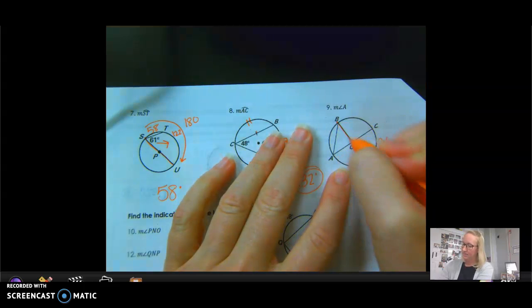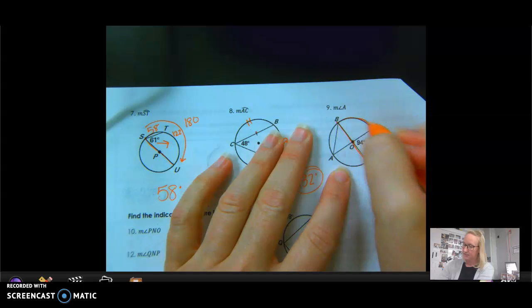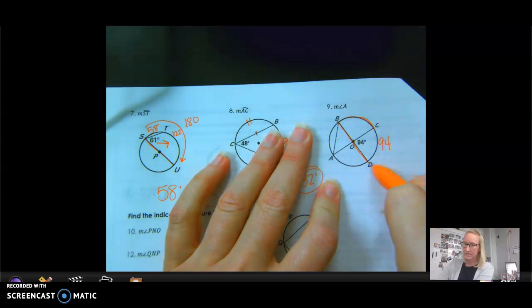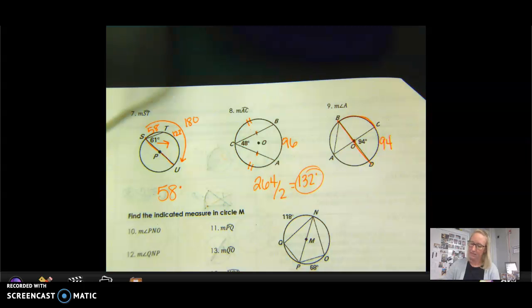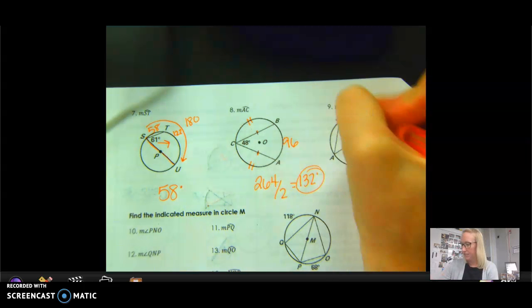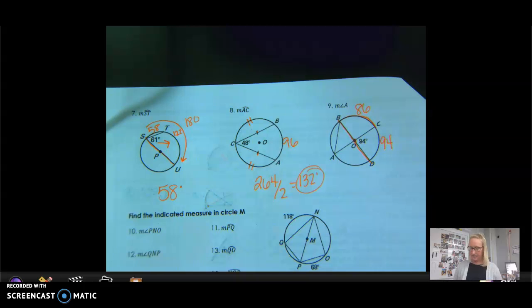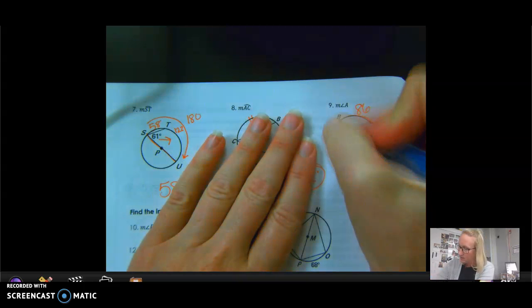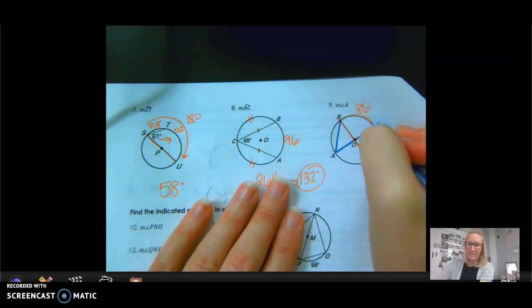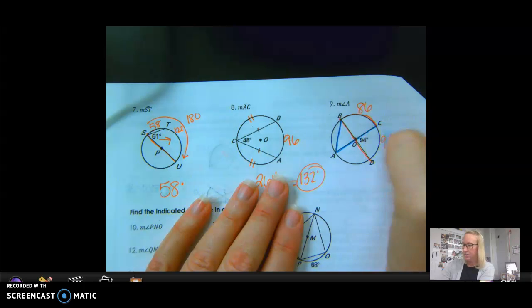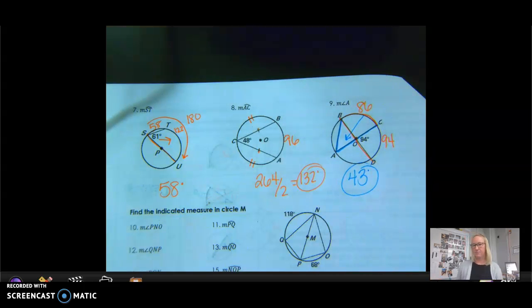I can then find B to C, because B to C to D is a semicircle, so that's 180. So I'm going to do 180 minus 94. That leaves me with 86 here. Now, the reason I did that is because if you can see, this inscribed angle here makes that arc that is 86 degrees. So to go backwards to find the angle, I divide by 2, so it would be 43 degrees.